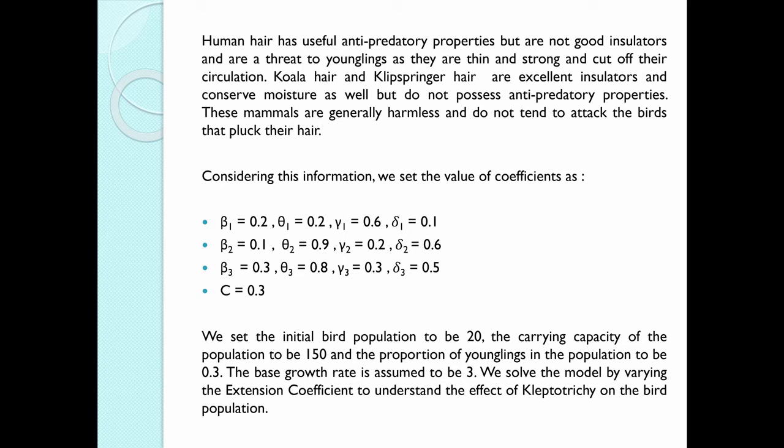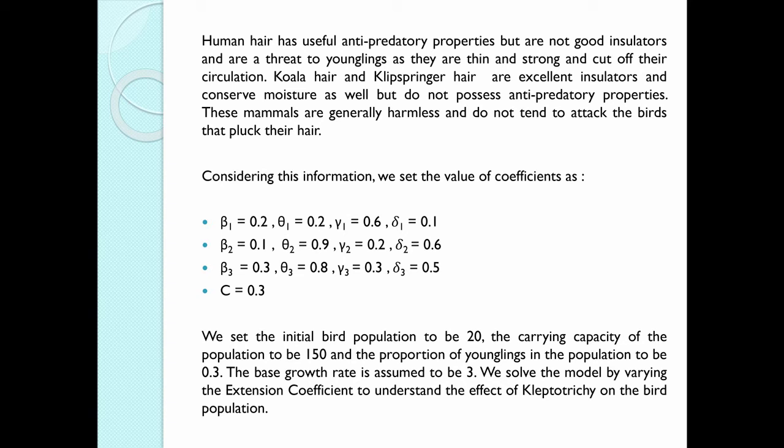Koala hair and klipspringer hair are excellent insulators and conserve moisture as well, but do not possess anti-predatory properties. These mammals are generally harmless and do not tend to attack the birds that pluck their hair. Considering this information, we set the value of the coefficients.